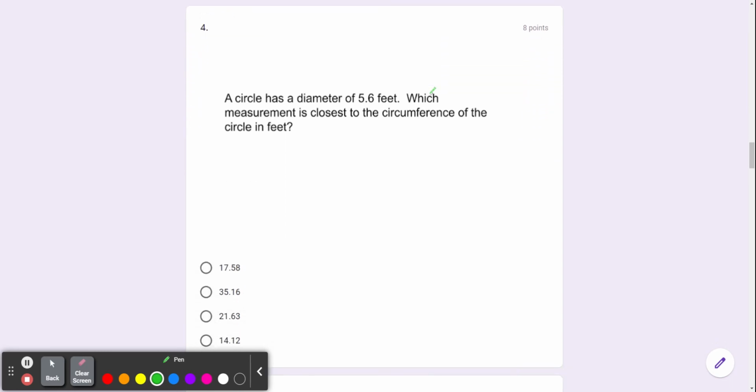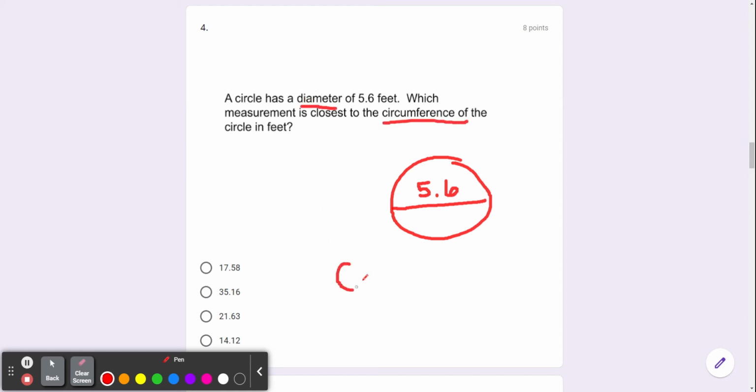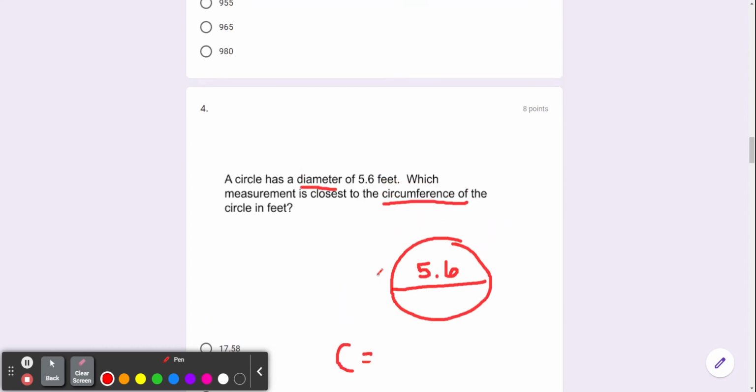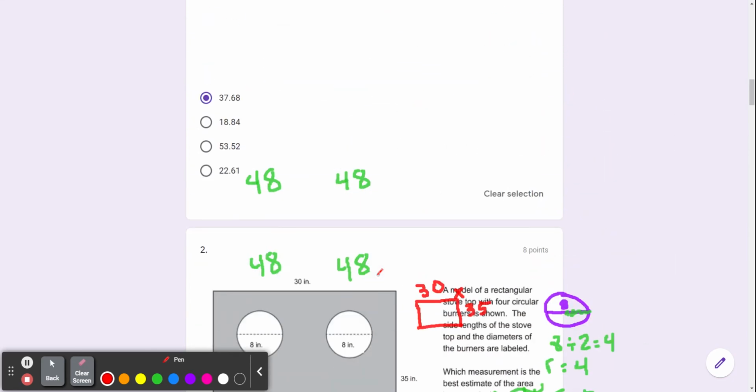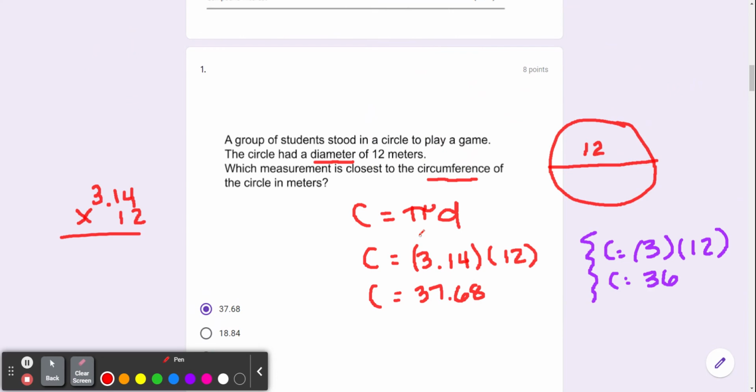All right, this next one, it's just like the first one. A circle has a diameter of 5.6 feet. So here's my circle, and it has a diameter of 5.6. And they want me to find the circumference. And they gave me the diameter. I'm going to use the same formula that I used up here. Circumference is equal to pi times the diameter.